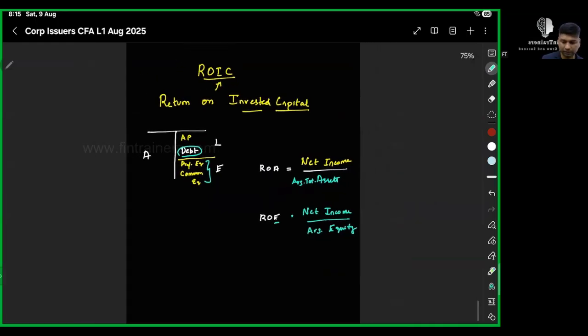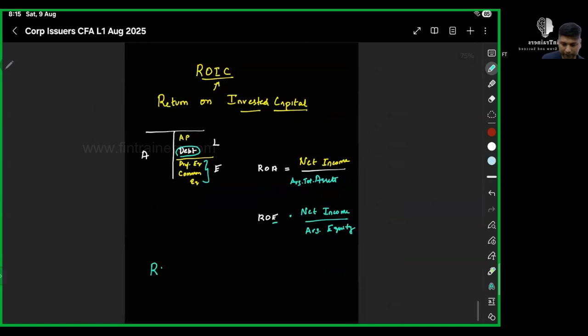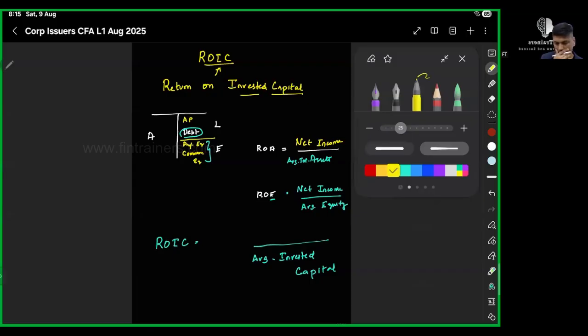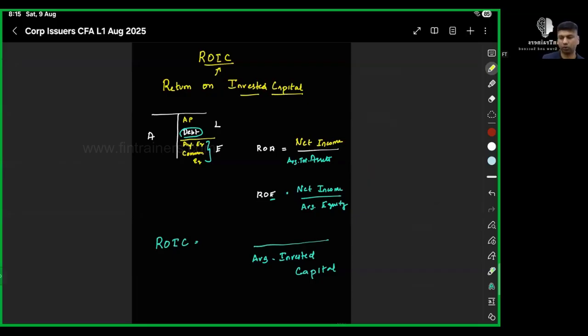The denominator, when we look at ROIC, is going to be invested capital, average invested capital, which is primarily your debt, all types of debt, short term, long term, and equity. Okay, so that's your denominator. Your numerator is going to be what? Is it going to be net income? Is net income the right number to use now?